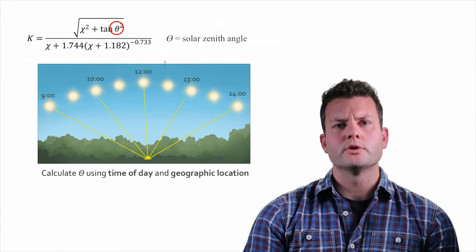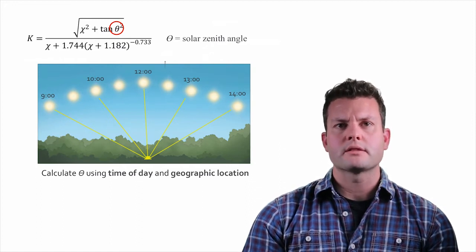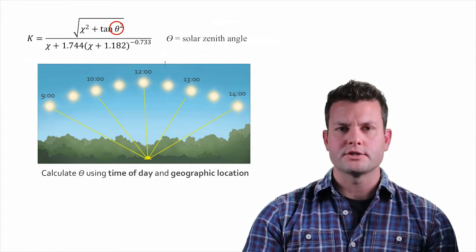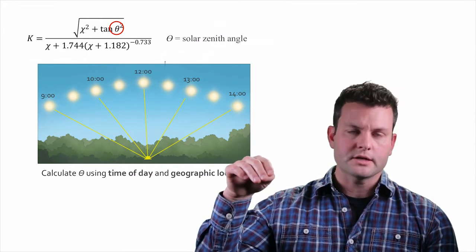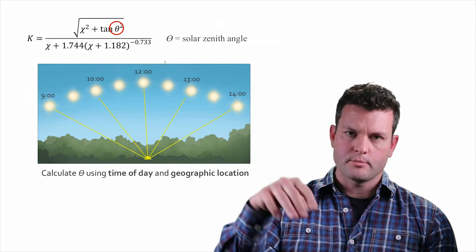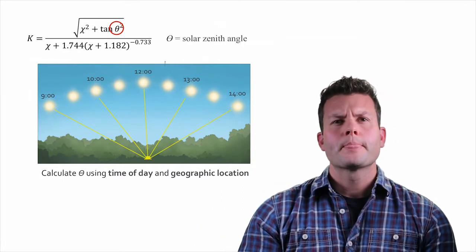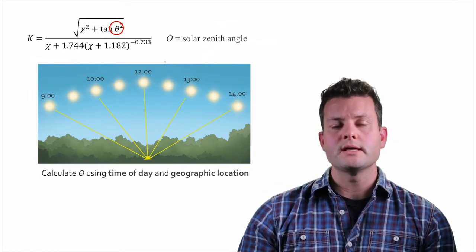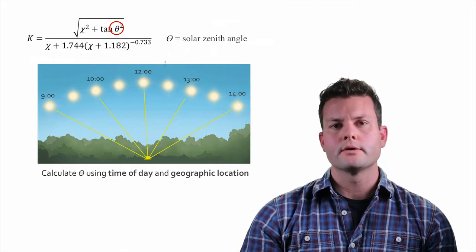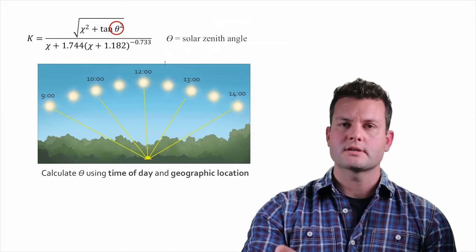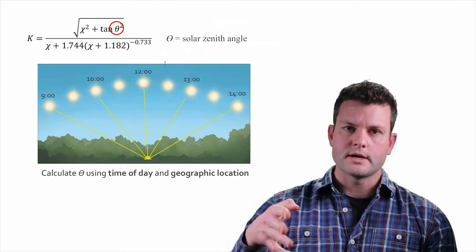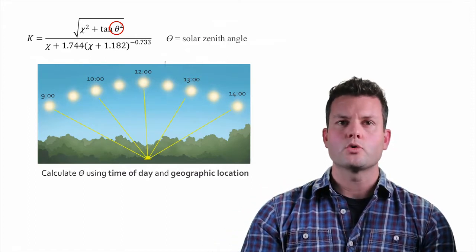What theta is really important for is describing the path length of the beam radiation. So the beam radiation is the path of photons directly from the sun to the observer, to some point in the canopy. And so you can see that early in the day or late in the day, that path length is quite a bit longer than at the middle of the day. At the middle of the day, we have the sun in the highest position in the sky, and the path length between the sun and the bottom of the canopy is shortest at that point.